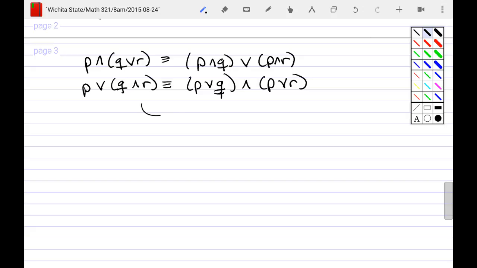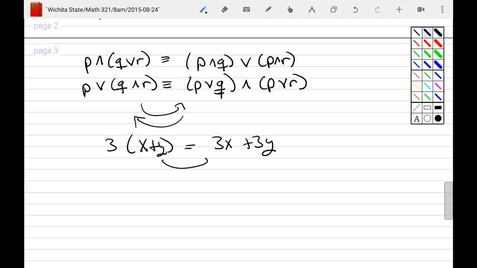Now, normally we kind of think of logically equivalent as meaning both sides are the same. In college algebra, we would have things like 3 times x plus y is equal to 3x plus 3y, right? Sometimes we go this way, and we use the word distribution. Sometimes we go this way, and we use the word factor. But what is factoring? It's distribution, right? You're using the distributive law. We just don't say it.